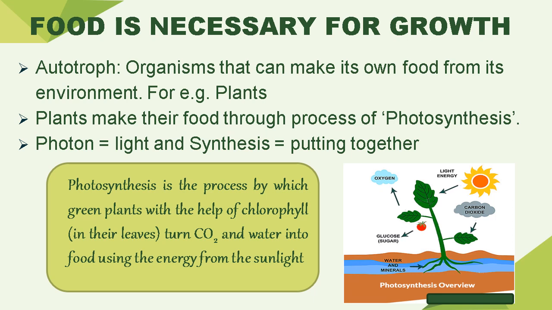Plants give out oxygen during the process of photosynthesis. Plants appear mainly green in color due to the chlorophyll pigment present in them.